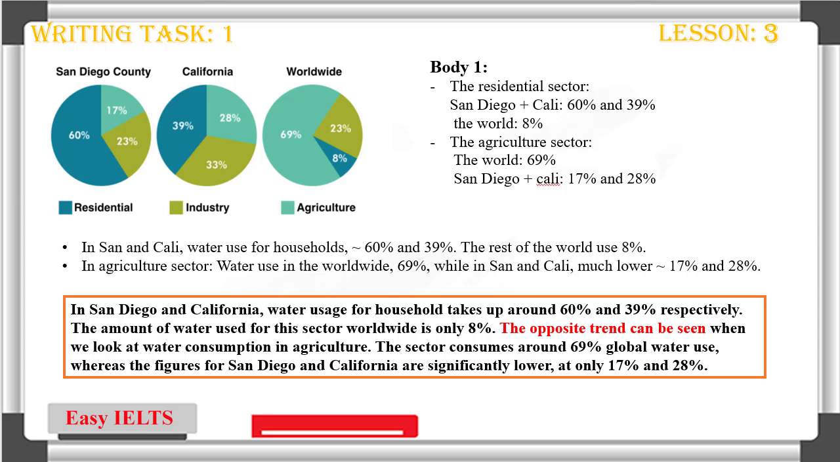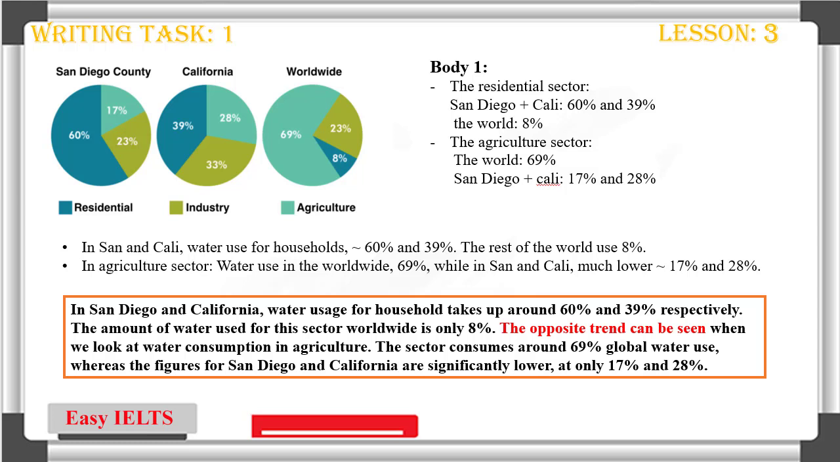As you can see, for the residential sector, I've decided to firstly mention San Diego and California, and then how much water is used worldwide for the residential sector. I have done so equally for the agricultural sector, where firstly I will mention the worldwide water usage, and then I will focus on California and San Diego in comparison.